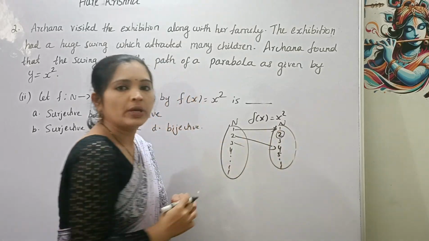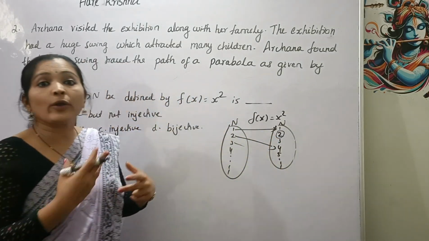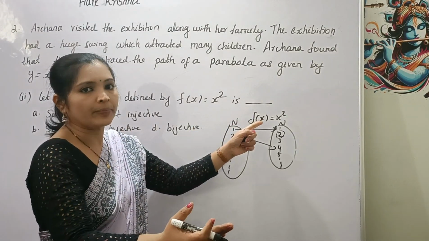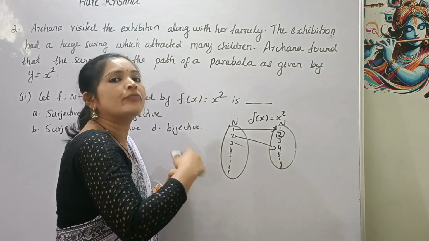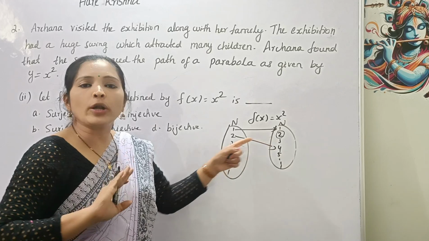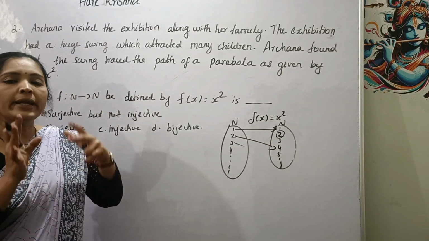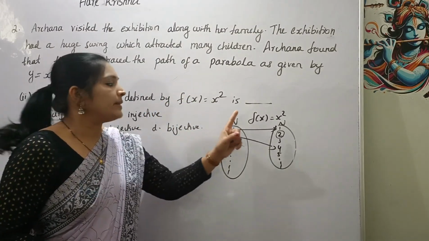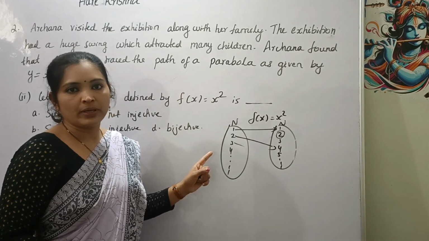Okay, let's take 2. What is the preimage of 2? Square root of 2, right? Because the function is f of x is equal to x square. So, square root of 2 is the preimage of 2. But here, the square root of 2 is not a natural number. It's an irrational number, right? So, it does not exist in this domain. Therefore, this 2 has no preimage in this domain.